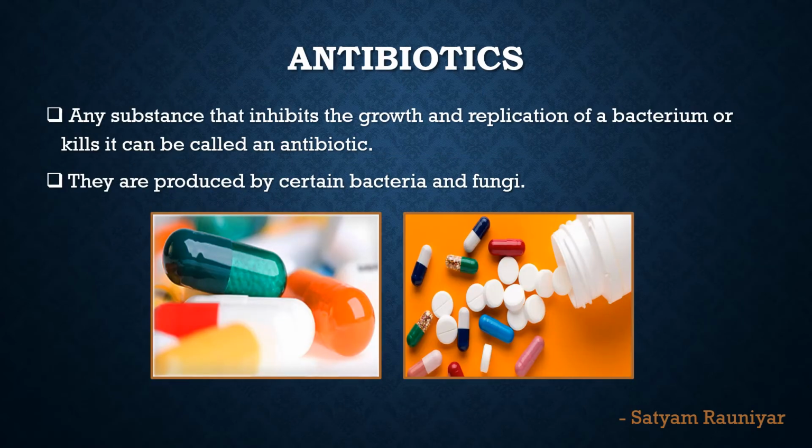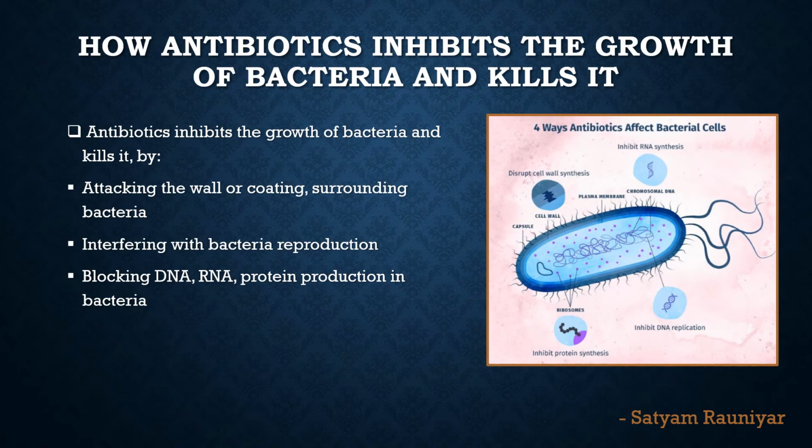Antibiotics. Any substance that inhibits the growth and replication of a bacterium or kills it can be called an antibiotic. They are produced by certain bacteria and fungi. How do antibiotics inhibit the growth of bacteria and kill it? Antibiotics inhibit the growth of bacteria and kill it by attacking the cell wall or coating surrounding bacteria, interfering with bacteria reproduction, and blocking DNA, RNA, and protein production in bacteria.